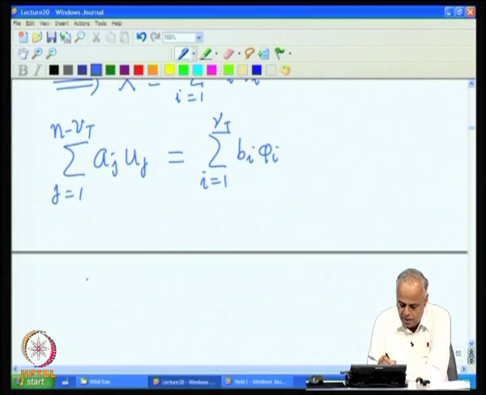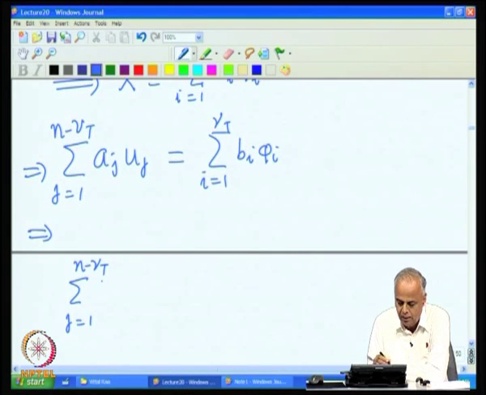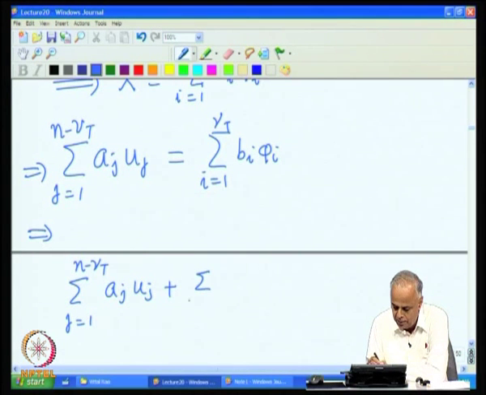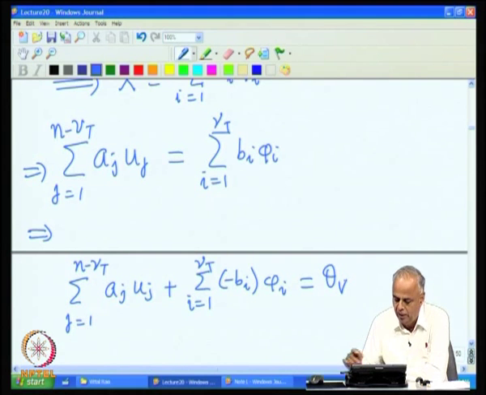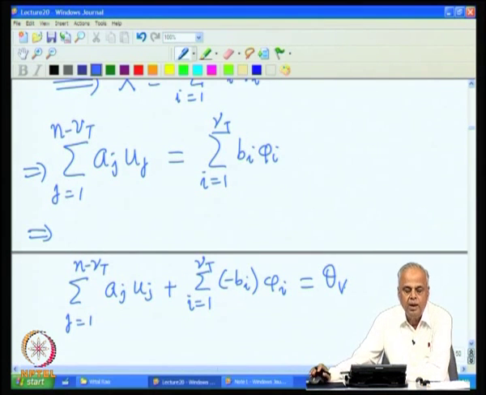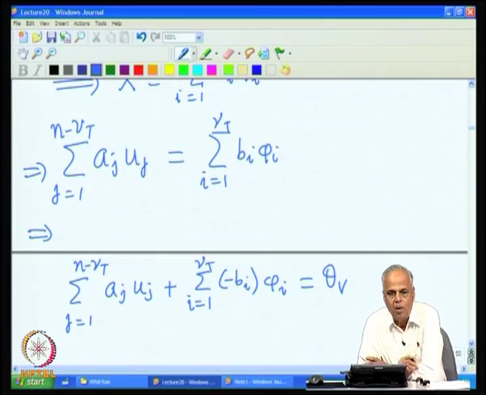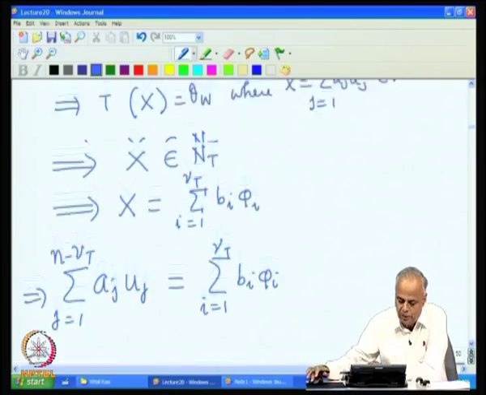Now, this can be written as summation j equal to 1 to n minus nu t A j U j plus summation i equal to 1 to nu t of minus b i phi i equal to 0 vector, since all these are in V. Now, we have a linear combination of the u vectors and the phi vectors, which gives the 0 vector.